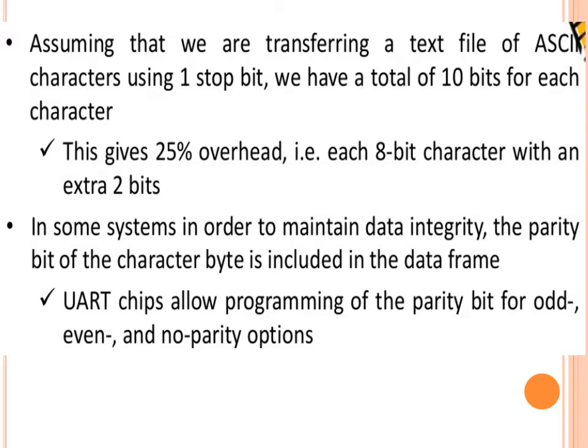Now assume that we are transferring a text file of ASCII characters using one stop bit. So we have a total of 10 bits for each character. This gives 25% overhead, that is each 8-bit character with an extra 2 bits, the start bit and stop bit. In some systems, in order to maintain data integrity, the parity bit of the character byte is included in the data frame. UART chips allow programming of the parity bit for odd, even and no parity options.